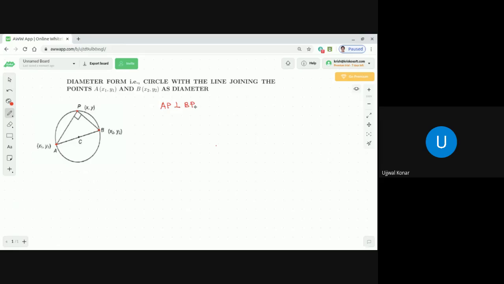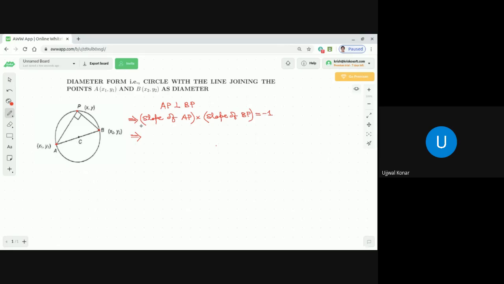So that means what? That means slope of the line AP into slope of the line BP should be equal to -1, correct or not? So this implies slope of AP into slope of BP, that should be equal to -1. Slope of AP into slope of BP should be equal to -1. Now let's find what is slope of AP. Slope of AP should be y minus y1 by x minus x1, because there are 2 points.